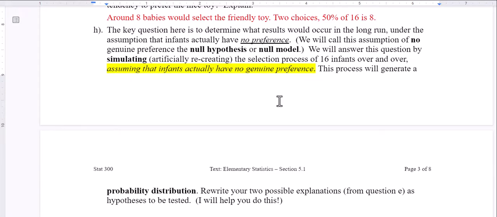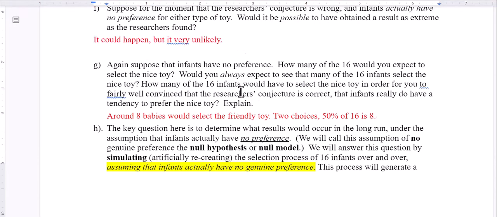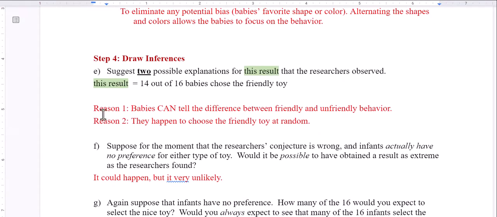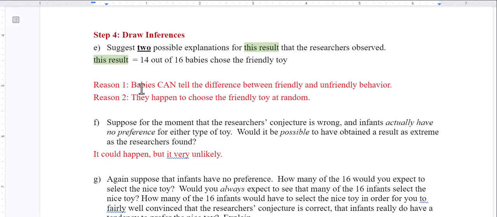So let's rewrite our two possible explanations from question E as hypotheses to be tested, and I'll help you with this. So question E is right here. It was the possible explanations of why we got 14 out of 16 babies choosing the friendly toy. Reason 1 was babies can tell the difference between friendly and unfriendly behavior. And reason 2 was they happen to choose the friendly toy just at random, by guessing, right? They can't tell the difference between friendly and unfriendly behavior. They're just guessing.